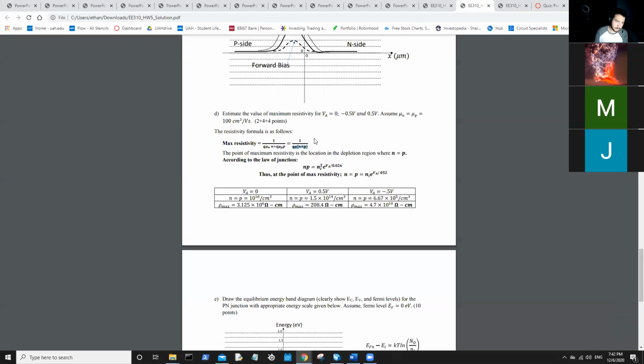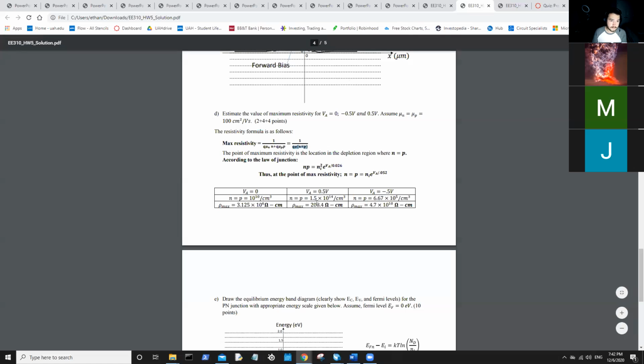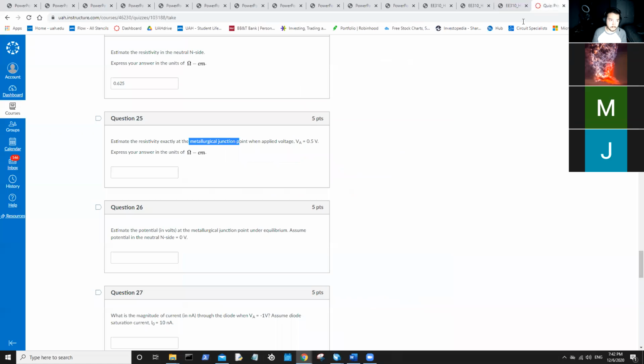And then you take this and plug it in to this equation right here. So if you do 1.602 times 10 to the negative 19th times 100 times 1.5 times 10 to the 14th, times 2 in there, because it's twice since they're identical, 1 divided by this. And the resistivity is actually the same in this question as it is in the quiz question. It's 208 ohms per centimeter.